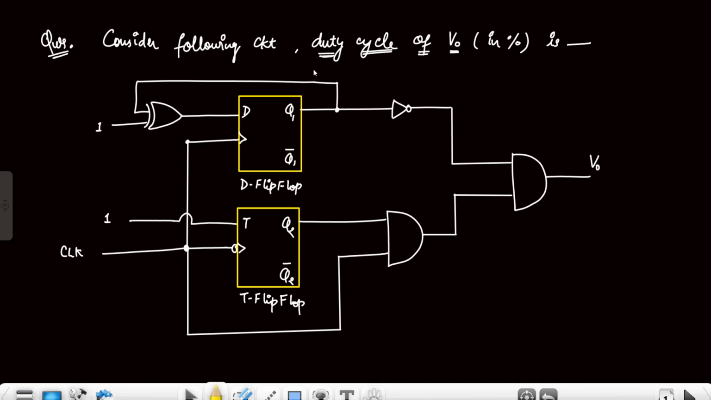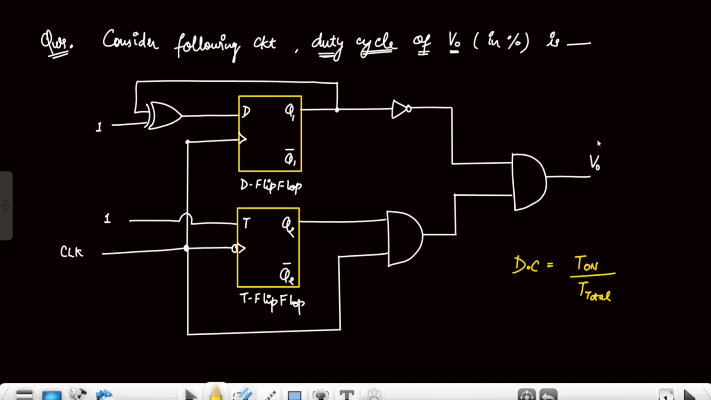So hello everyone. This is a question from digital electronics, and here we have to find out the duty cycle of this output V naught. Duty cycle is defined as T on upon T total, meaning for how much time the V naught is at logic one, upon the total time.